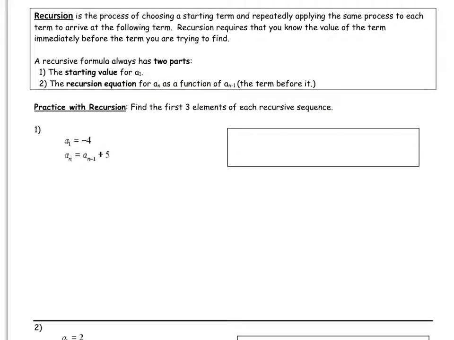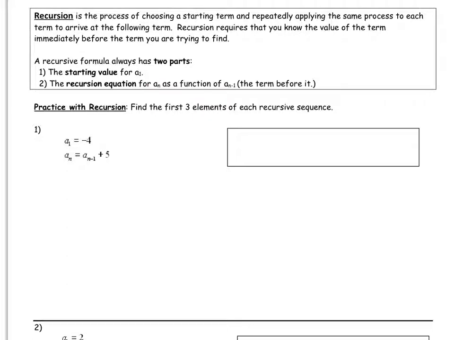I'd like to now talk about recursion. Recursion is the process of choosing a starting term and repeatedly applying that same process to each term to arrive at the following term. Recursion requires that you know the value of the term immediately before the term you are trying to find. So usually a recursive formula has 2 parts, usually a starting value and then a recursion equation.